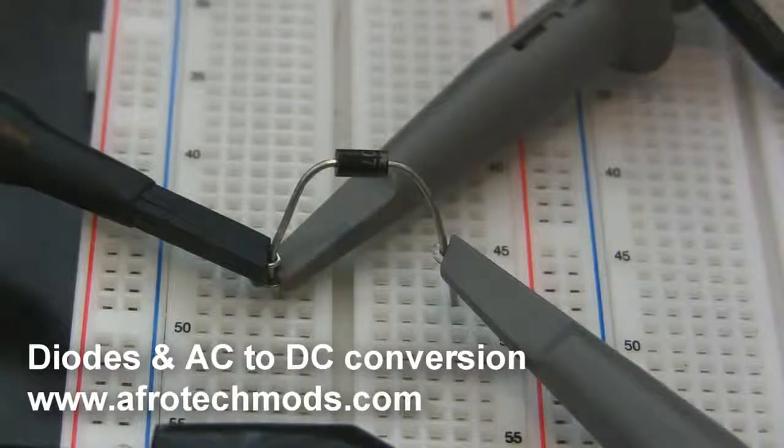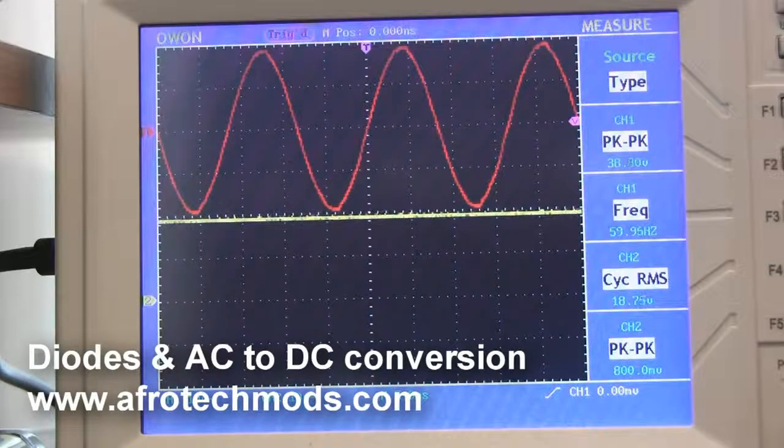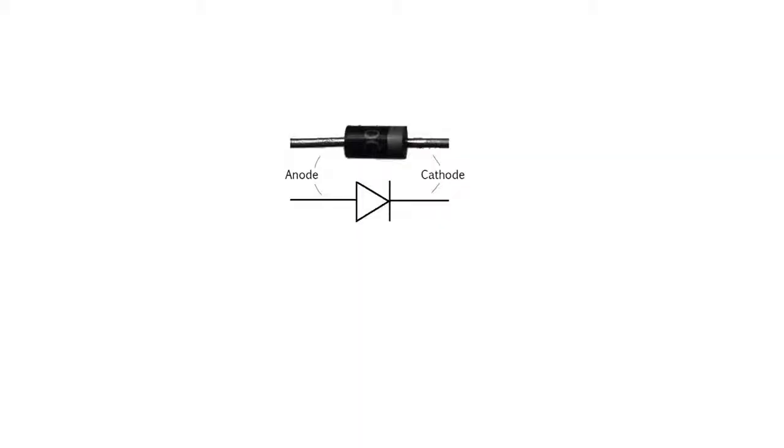In this tutorial, I'm going to cover silicon diodes, bridge rectifiers, and how you convert AC to DC. Here's the schematic symbol of a diode and a picture of the real thing. The little stripe on the end of the diode tells you which way to put it in your circuit.